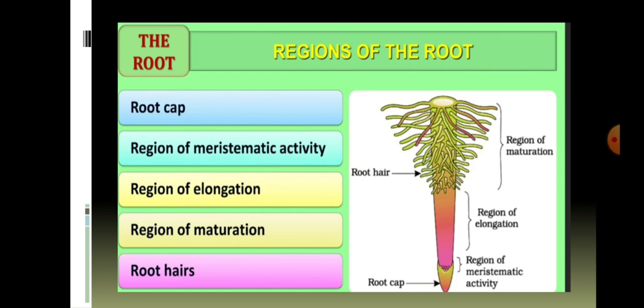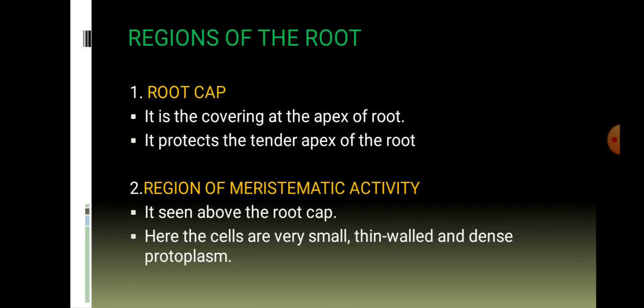It includes root cap, region of meristematic activity, region of elongation, region of maturation and root hairs. The first region of root is the root cap. It is the covering of the apex of the root. It protects the tender apex of the root.